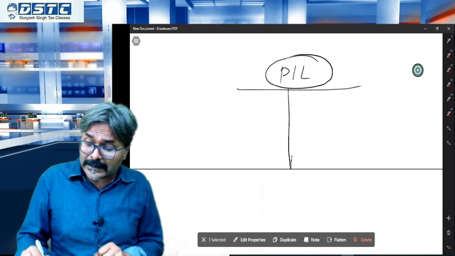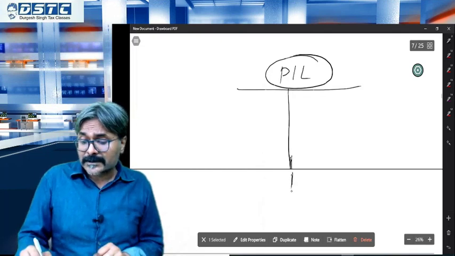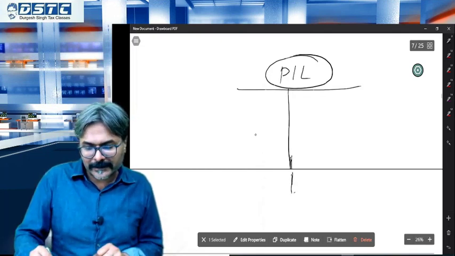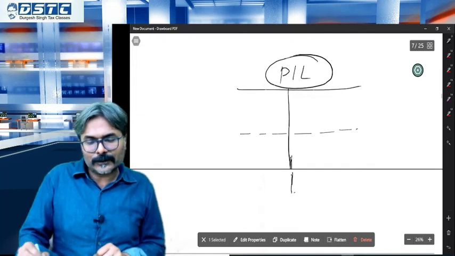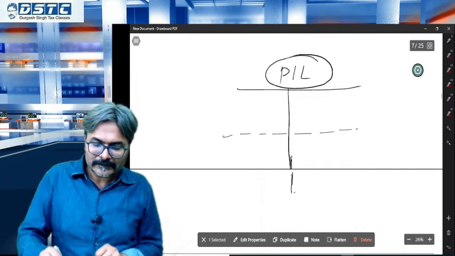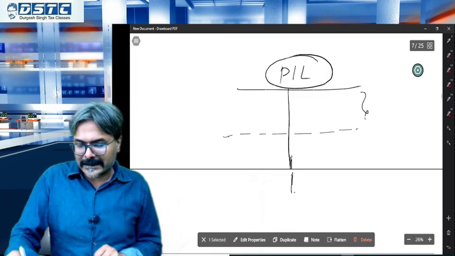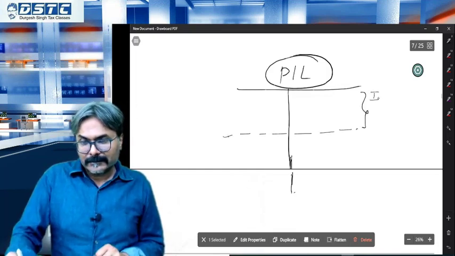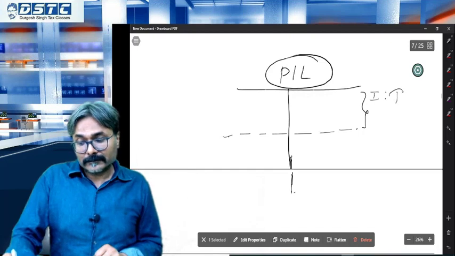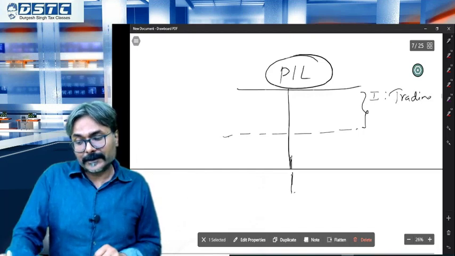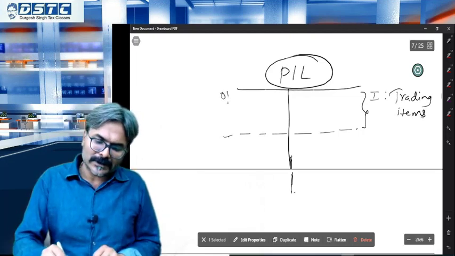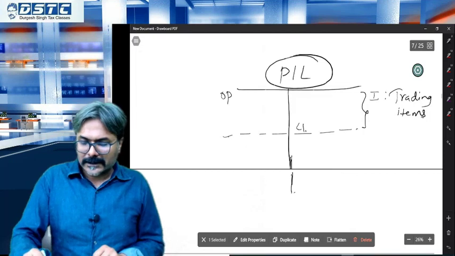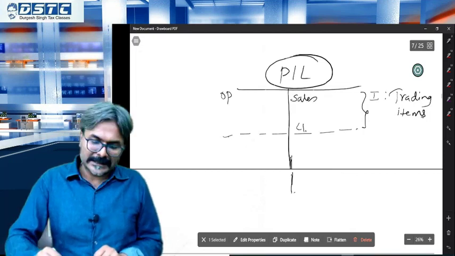In the same way, what is the commercial accounting principle, students? If you see here, we all know that the profit and loss account is in two parts. The first part is what? The trading items. The first items are those related to trading, like opening stock, closing stock, sales, purchase, etc.